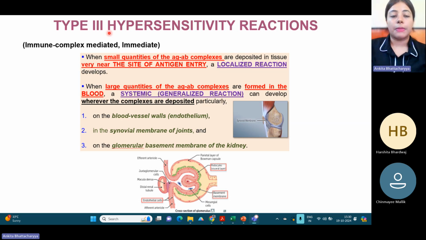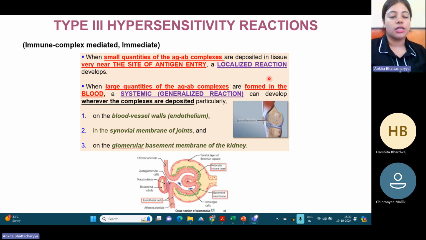So basically, what is the idea? Whenever small quantities of antigen antibody complexes are deposited in tissues very close to the site of antigen entry, a localized reaction is developed against that antigen.